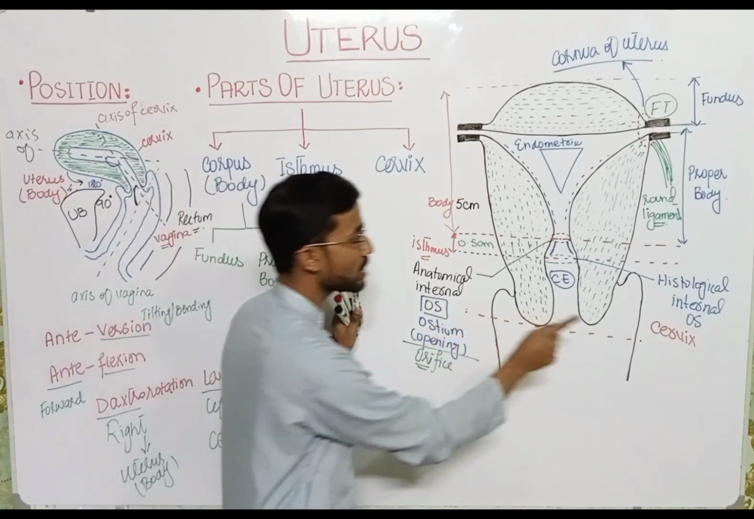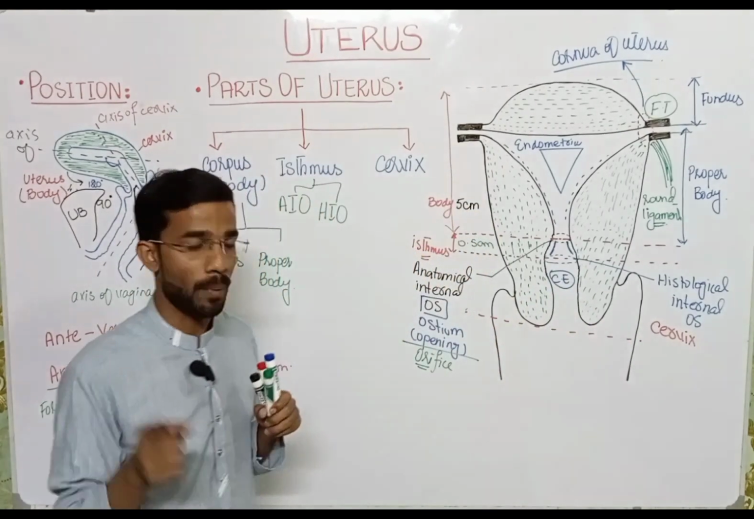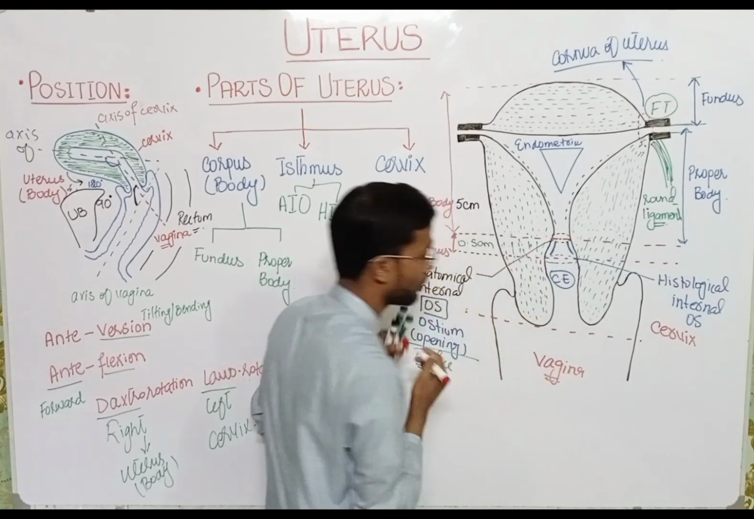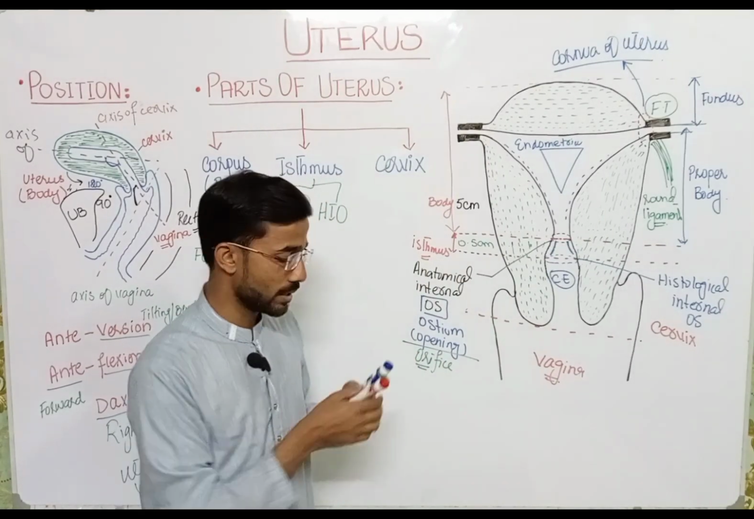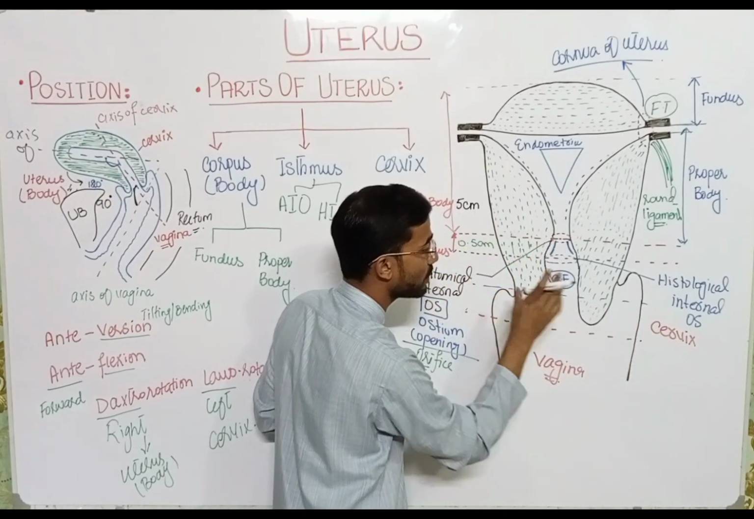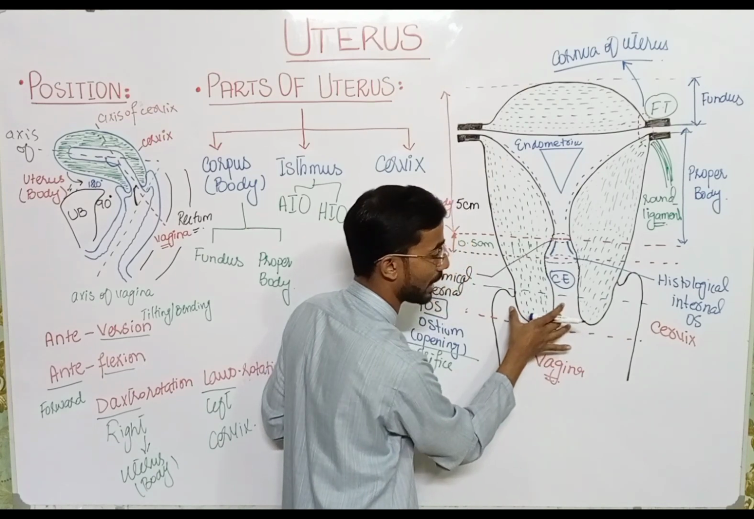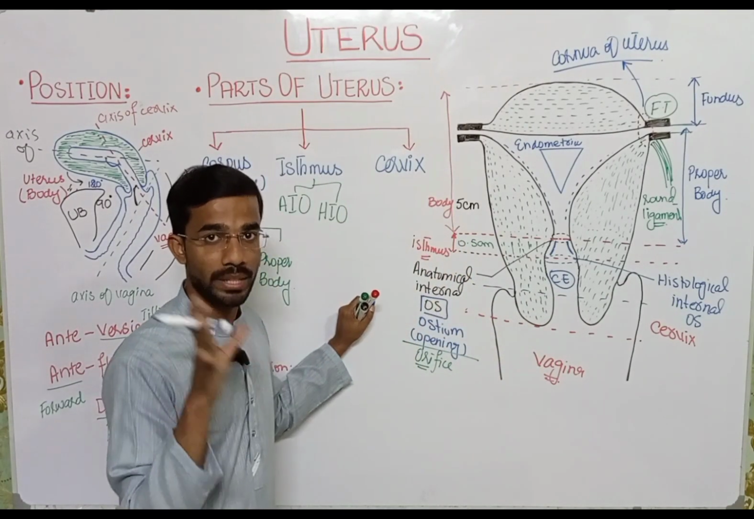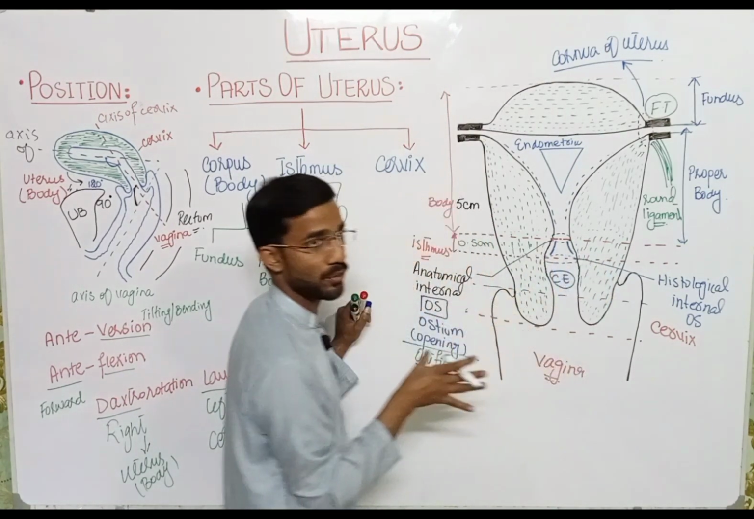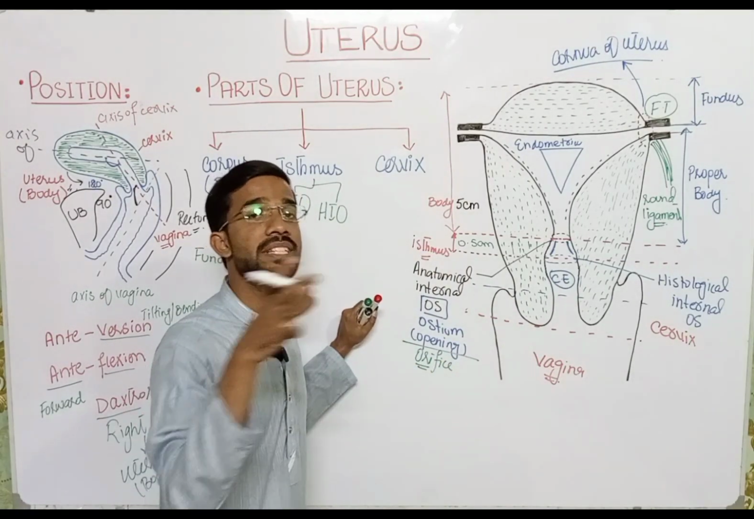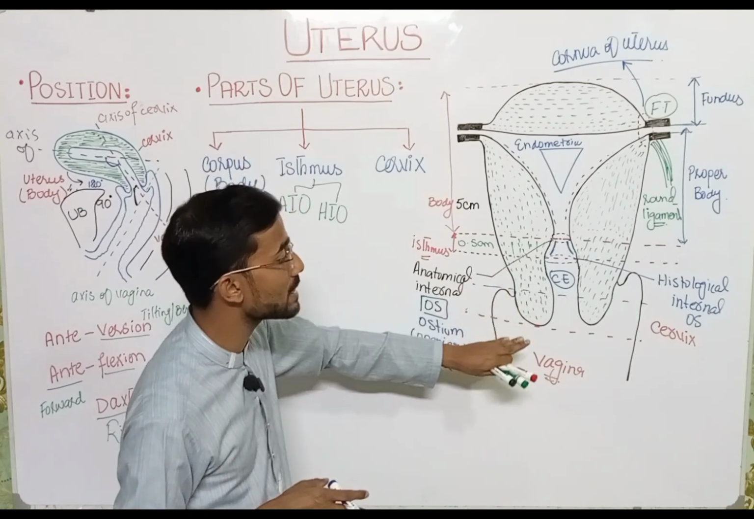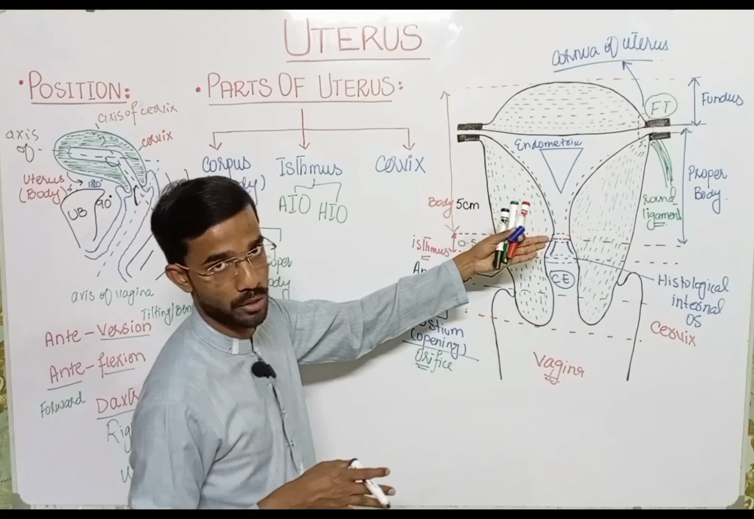Next is the cervix, and the cervix has two parts. After the cervix we see the vagina. So we divide the cervix into two parts. The portion of the cervix that is present in the vagina is called the vaginal part of the cervix. And that part of the cervix that is not present in the vagina is called the supravaginal part of the cervix. It means the part that is present above the vagina.